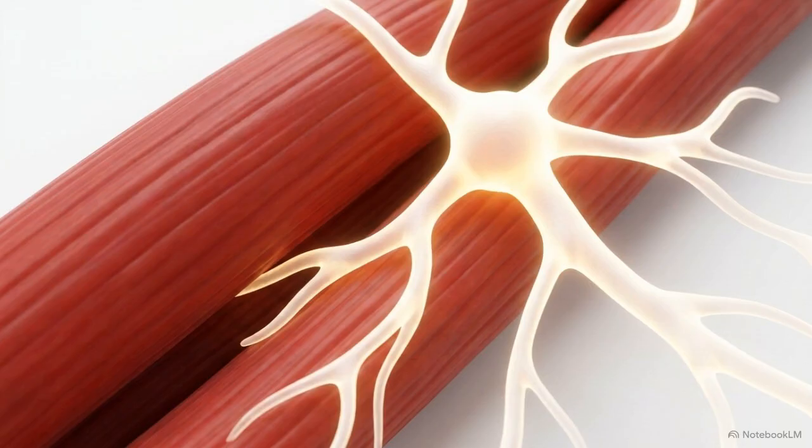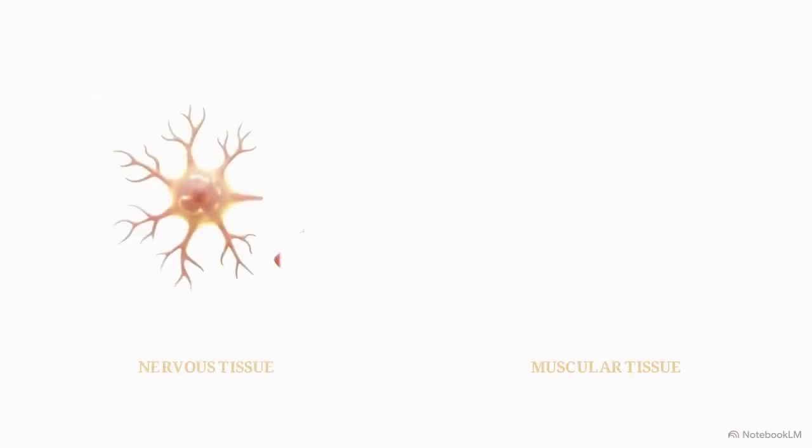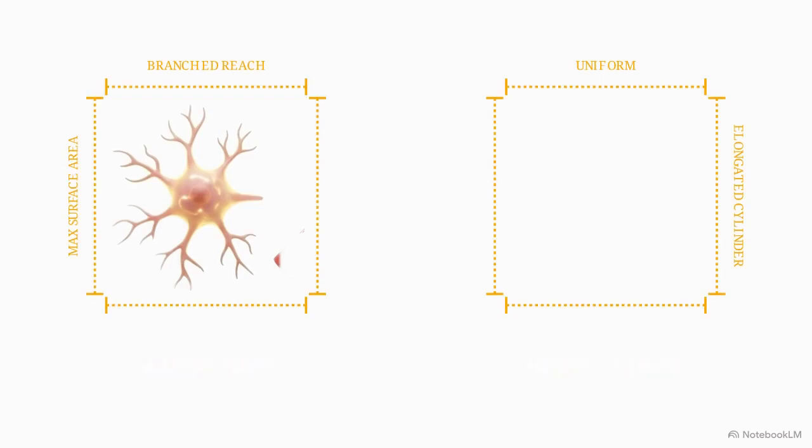If we zoom past the skin layers of your arm, we can see exactly where these systems meet. Here, a glowing nerve fiber physically attaches directly to a bundle of muscle tissue. To understand the mechanics of human movement, we need to deconstruct these two precise tissues, nervous tissue and muscular tissue, and see how their physical shapes dictate our survival.